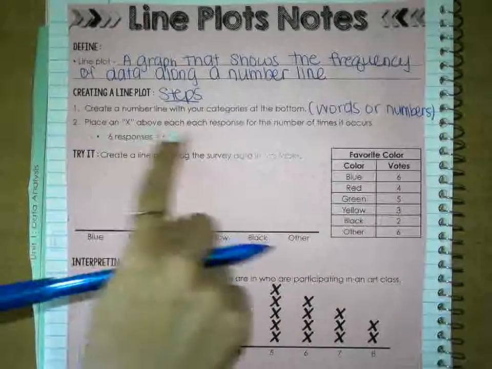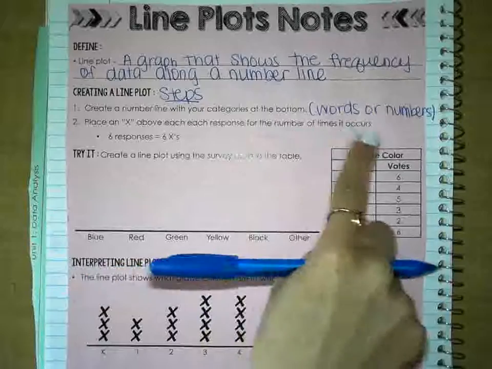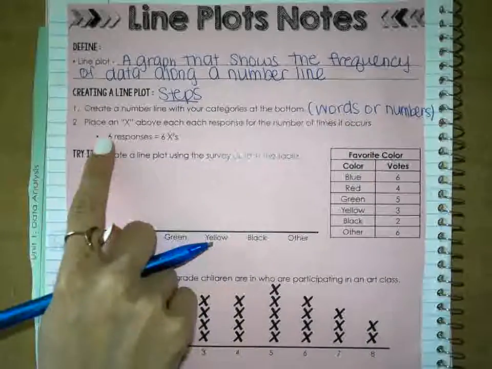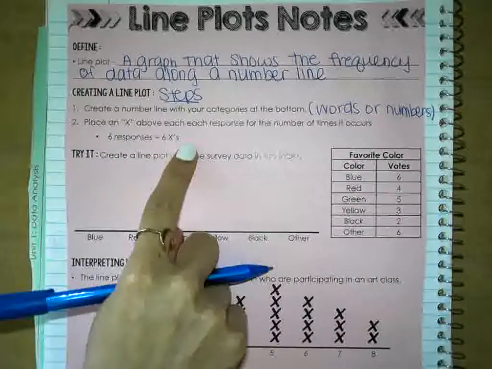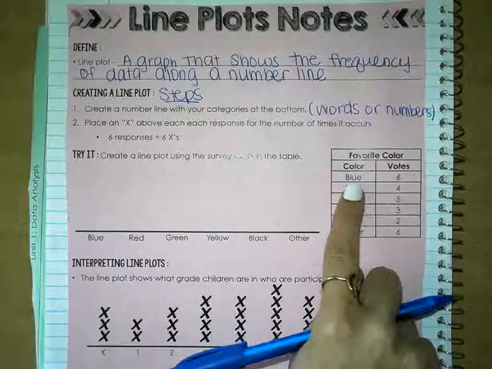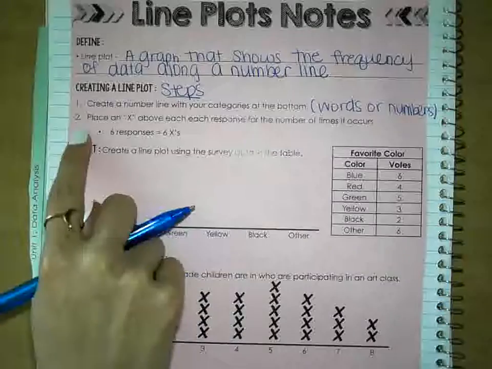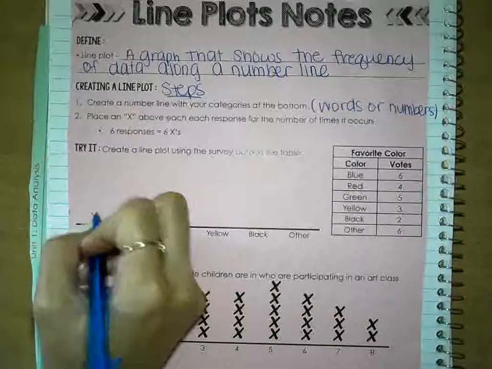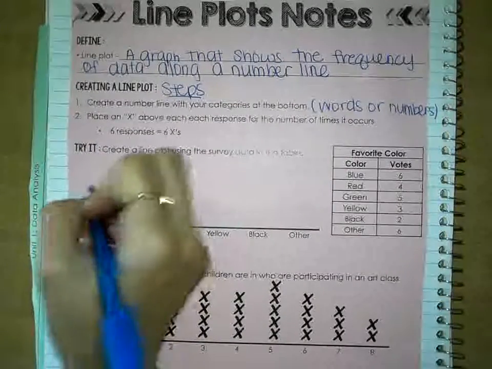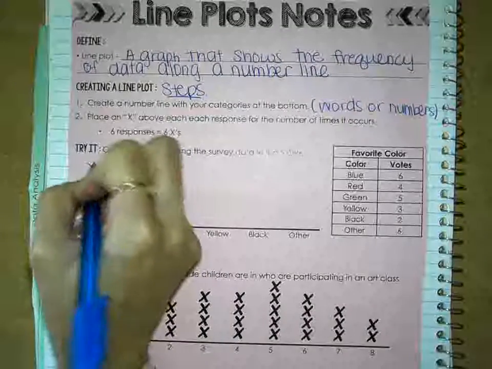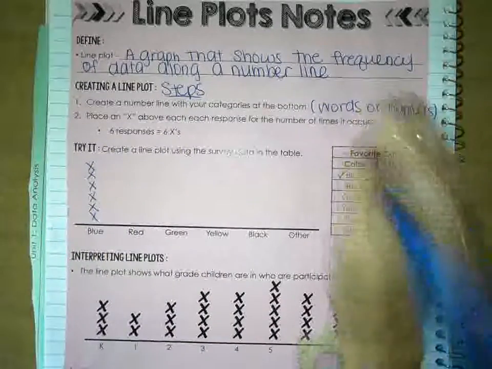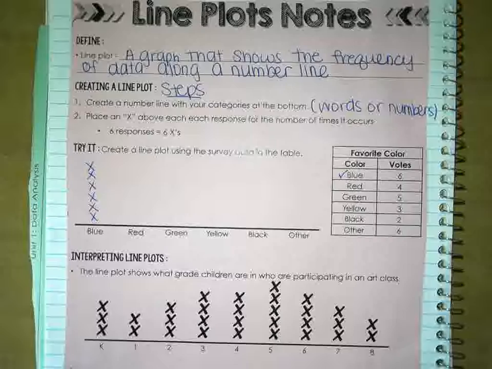Then it says to place an X above each response for the number of times it occurs. So if there are 6 responses, that equals 6 X's. So for instance, blue, there are 6 responses, so I need to have 6 X's above my blue. So I'll go 1, 2, 3, 4, 5, 6. And then I'm going to put a check mark that I'm done with blue.